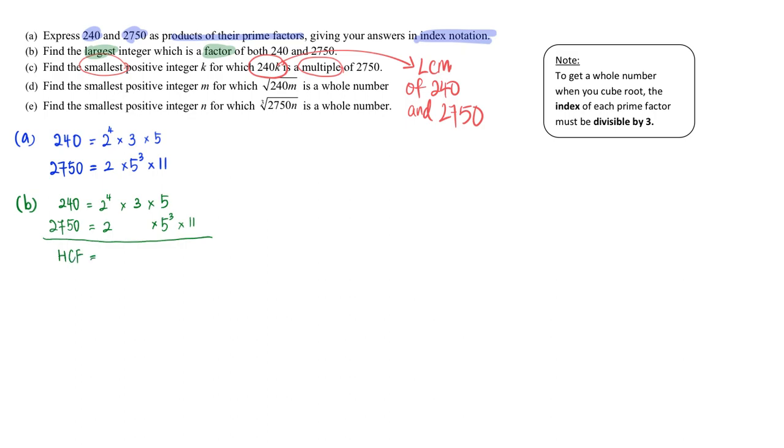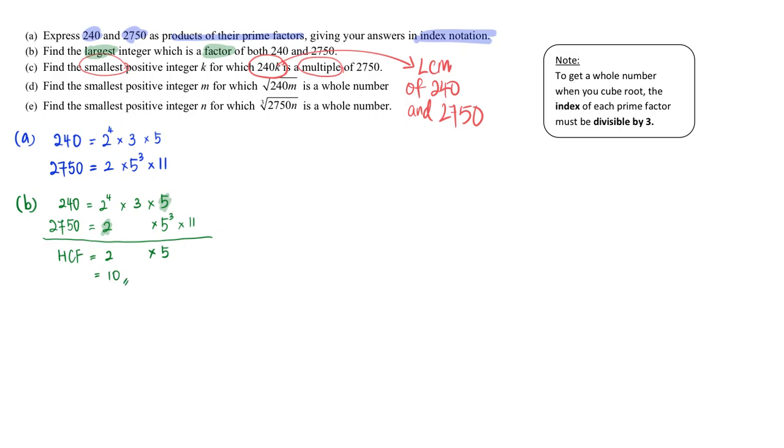In this case, 2 is common between 240 and 2750, and so is 5. Yep, these are the common factors, and therefore HCF will be equal to 10.